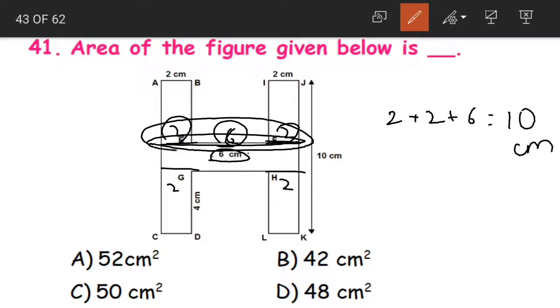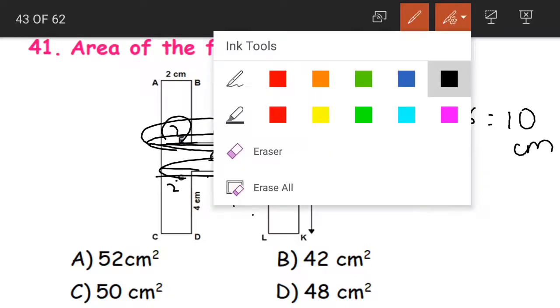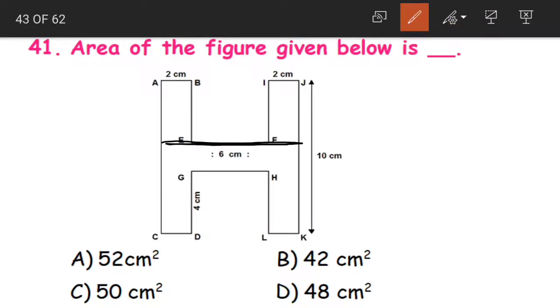So the length of this side and the opposite side is equal, right? So the length of these two complete sides is 10 centimeters. Let us draw here completely. How much is the length here? This is 10 centimeters. Okay.